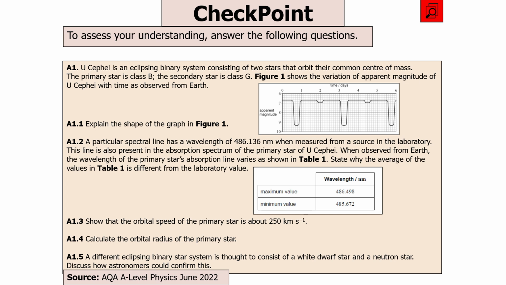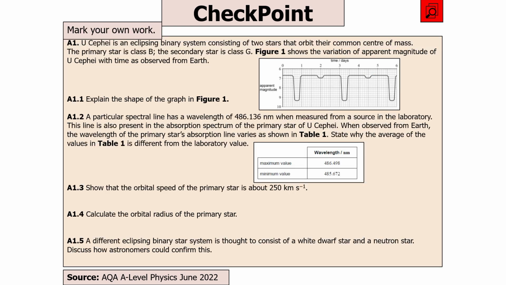Calculate the orbital radius of the primary star. Then a different eclipsing binary star system is thought to consist of a white dwarf and a neutron star. Discuss how astronomers could confirm this. So pause the video now, then unpause the video when you want to go through your answer.